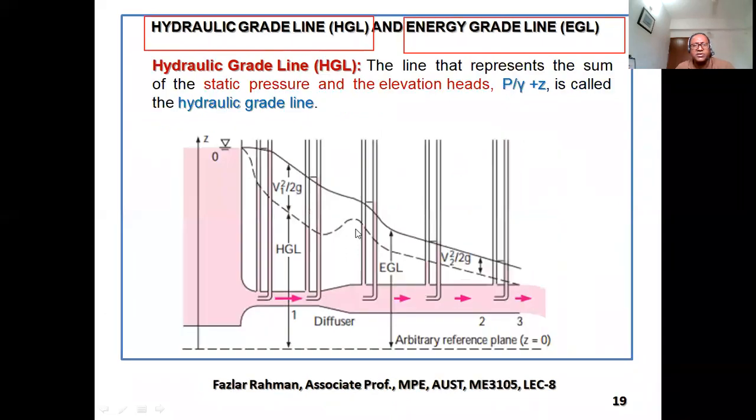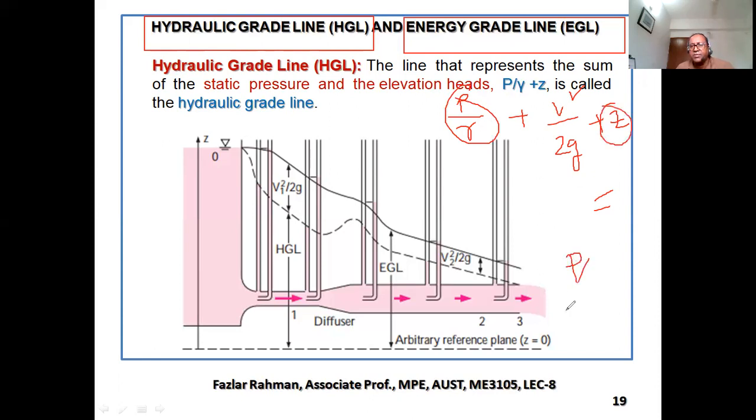In the Bernoulli equation, you see we have three parts, right? If you write it down again, it will be clear. P by gamma plus V square by 2g plus Z equals constant, right? If you take the summation of P by gamma, that means static pressure, and the elevation Z, obviously these two terms should not be the same all around the pipeline. It will go up and go down.